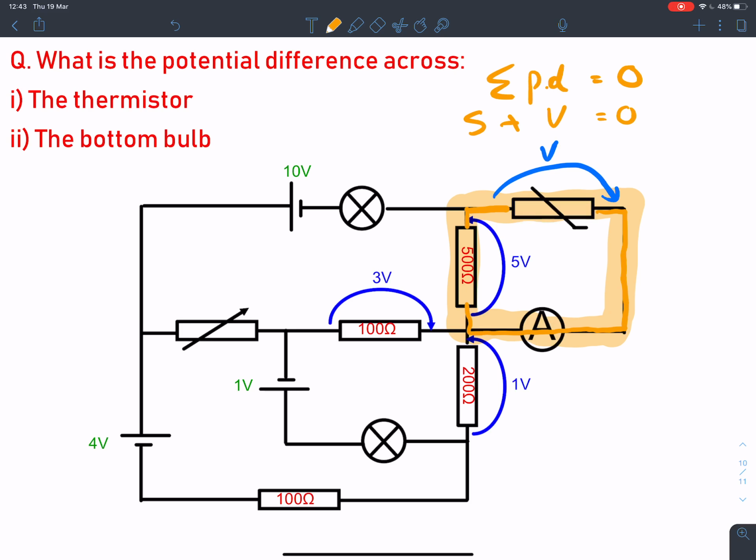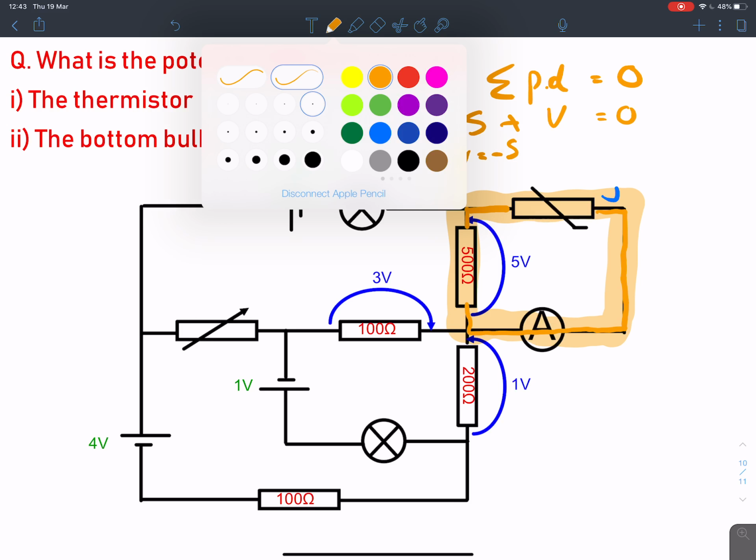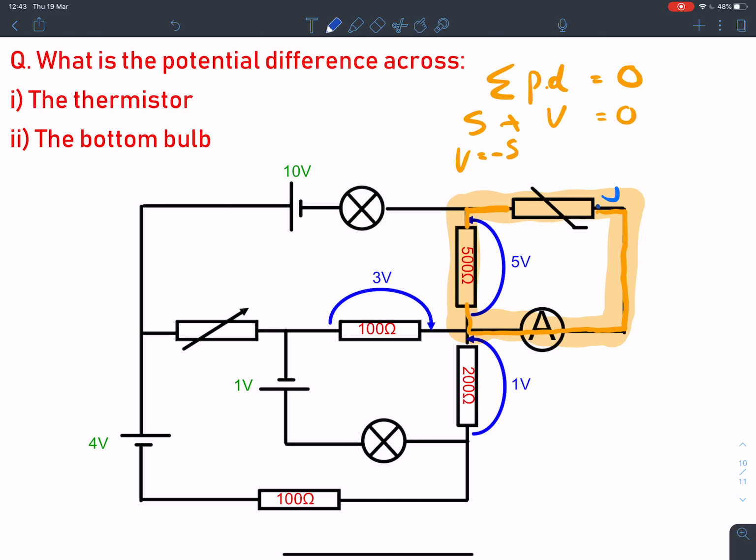Well, where do we go from here? Well, a bit of rearranging, that tells me that V equals minus 5. What does that actually mean, minus 5 volts across it? Well, that means I've got the arrow the wrong way around. My potential difference will actually be 5 volts that way. So, that's going to be the potential difference across that thermistor.